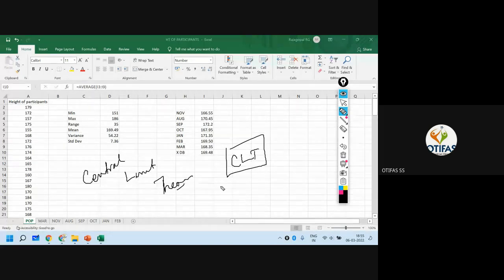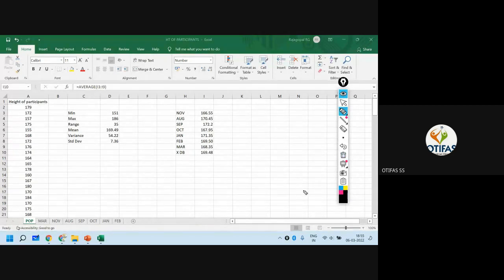So this is called the central limit theorem. One of its statements is that the mean of the sample means is equal to the population mean. Understood? Is it clear? Any doubt here?